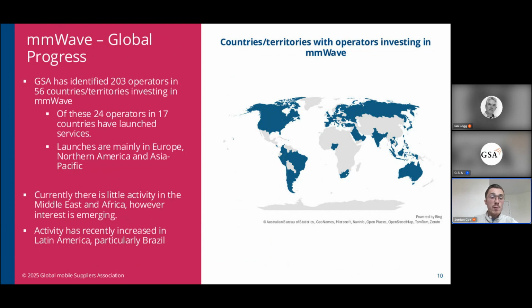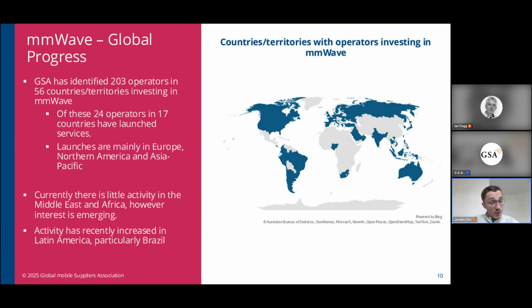And more recently, we've seen new launches such as TIM in Italy and Claro in Brazil, which follow Brazil's high-profile 5G spectrum auction and is helping lead the Latin American region in millimeter wave activity. Most of these live deployments are concentrated in Europe, North America, and Asia Pacific, regions where 5G rollout is more advanced and the business case for high throughput, high density use cases is more developed.